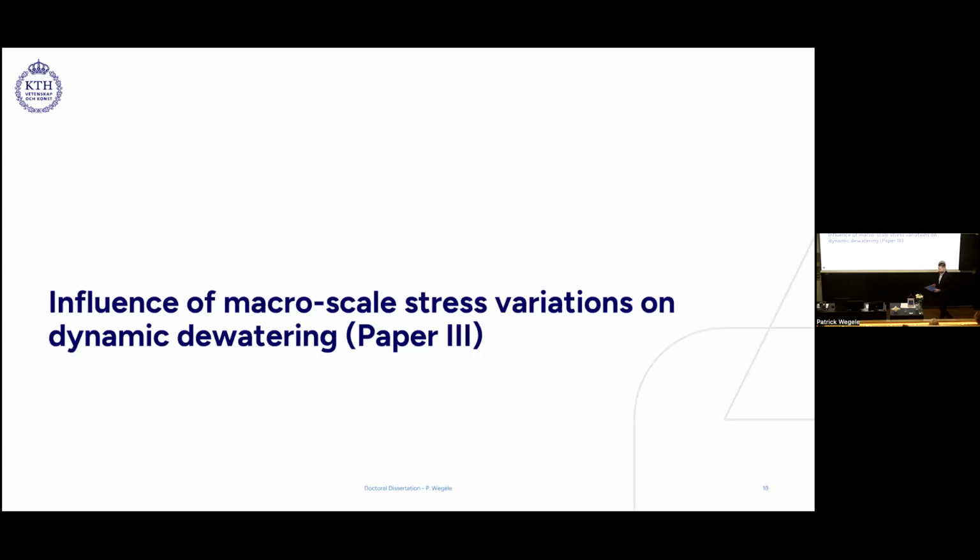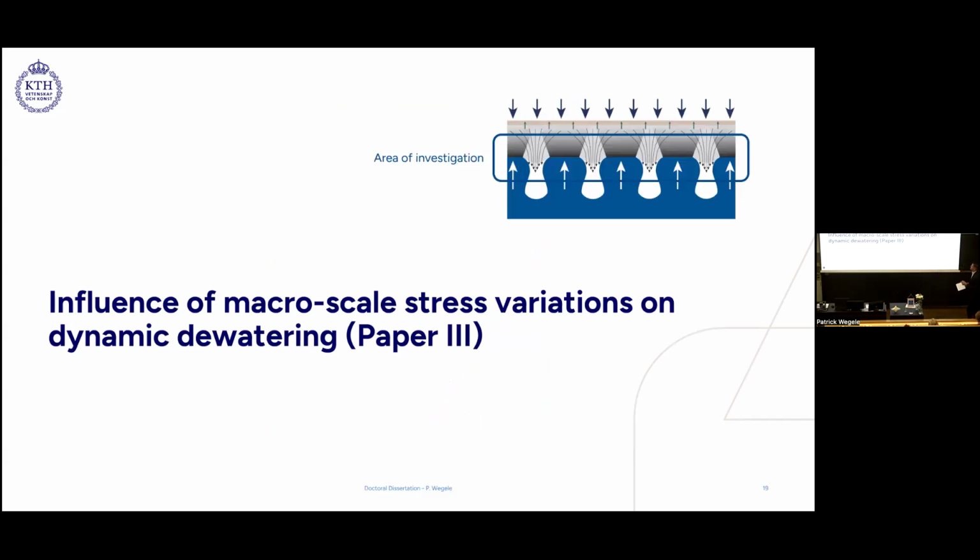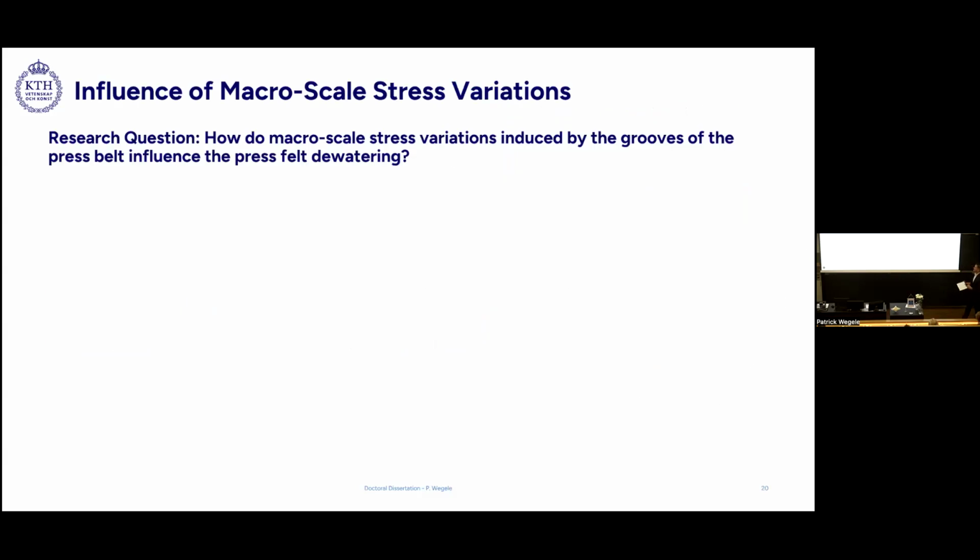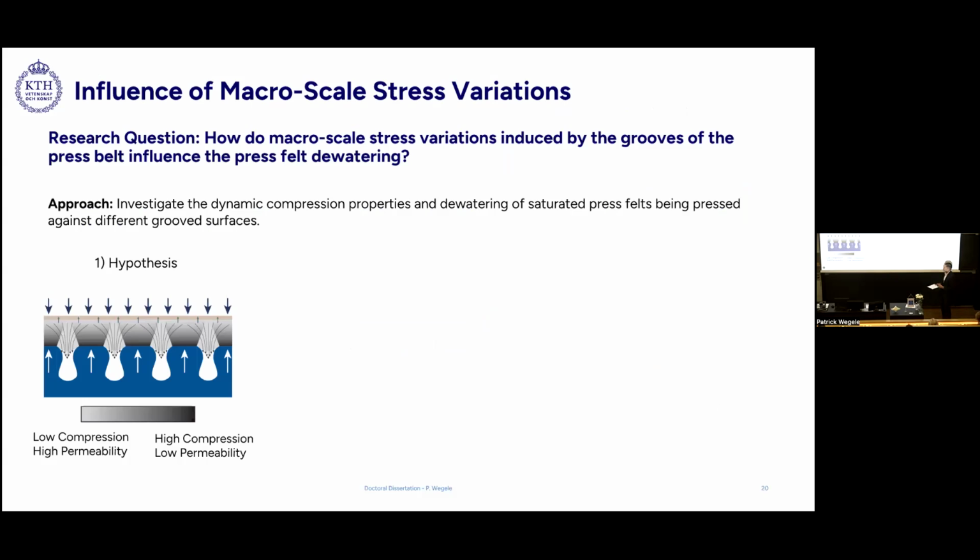Besides that, I want to shed light on the interface between press belt and press felt, because in the paper machine press nip, the press felt is compressed against the press belt. Looking at our press nip again, our area of investigation now shifts from the press belt towards the interface area. The research question behind this was whether macroscale stress variations induced by the groove pattern of the press belt would influence the press felt dewatering. The reason we came to this research question was the following hypothesis.